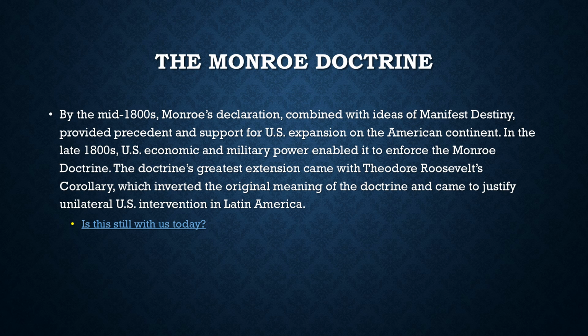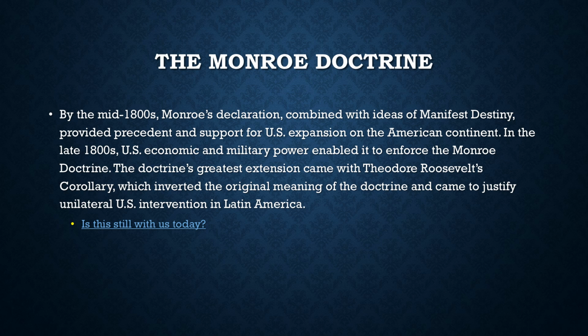This area here, the Americas, is the domain, it's the sphere of influence for the United States, and because God has ordained for us to overspread the continent, we are going to spread that sphere of influence. It says, in the late 1800s, U.S. economic and military power enabled it to enforce the Monroe Doctrine. It says the doctrine's greatest extension came with Theodore Roosevelt's corollary, which inverted the original meaning of the doctrine and came to justify unilateral intervention in Latin America. Now, to get any further into what TR did to the Monroe Doctrine is for a different class.